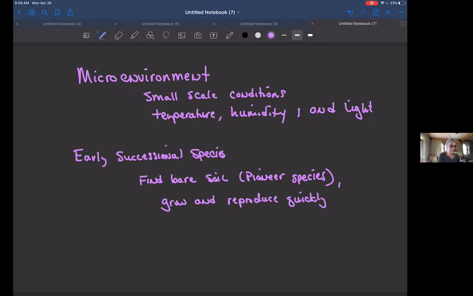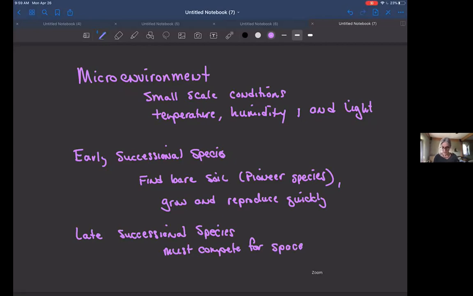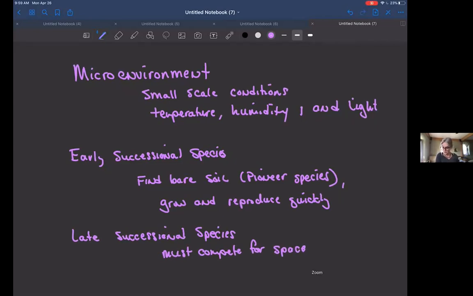When we talk about late successional species, they tend to have very different microclimates. And so they generally face more competition for space. So they must compete for space. And they also allocate more energy to growth, storage, and defense rather than reproduction.